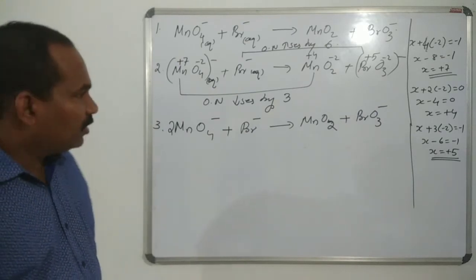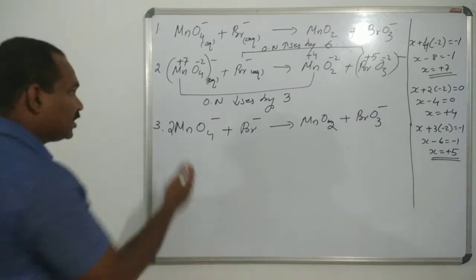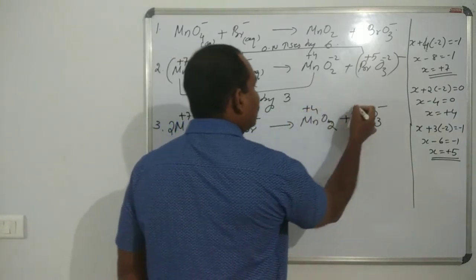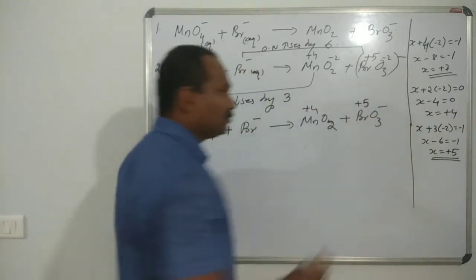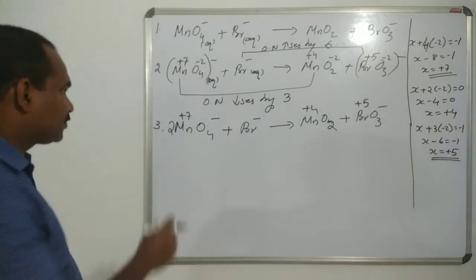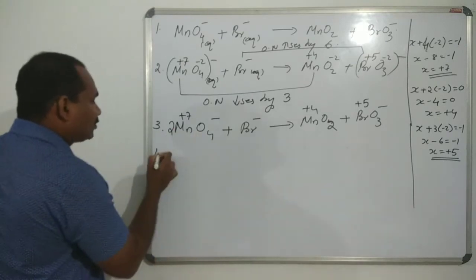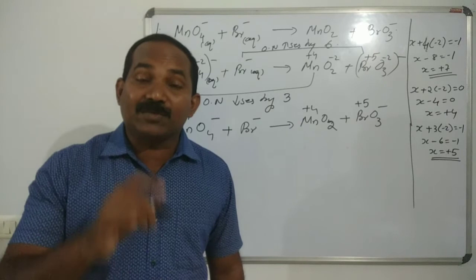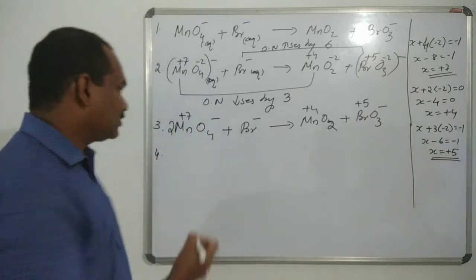Are you clear? If you want, you can write the oxidation state also, plus 7. The change is enough, plus 4, plus 5. Other atom oxidation number didn't change. Then the fourth step, what is the fourth step? Balance the atom other than oxygen and hydrogen.